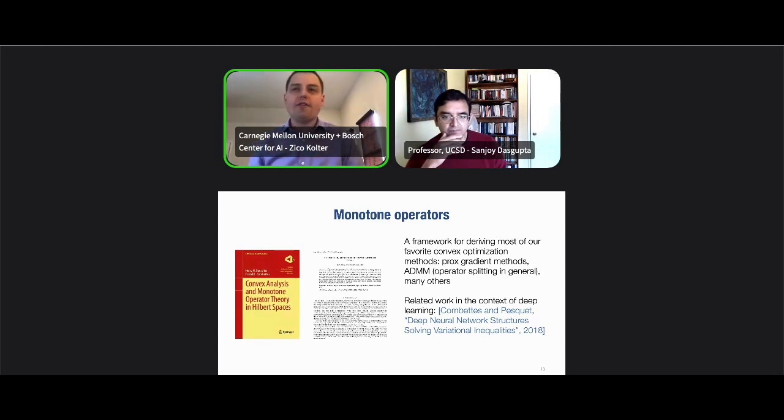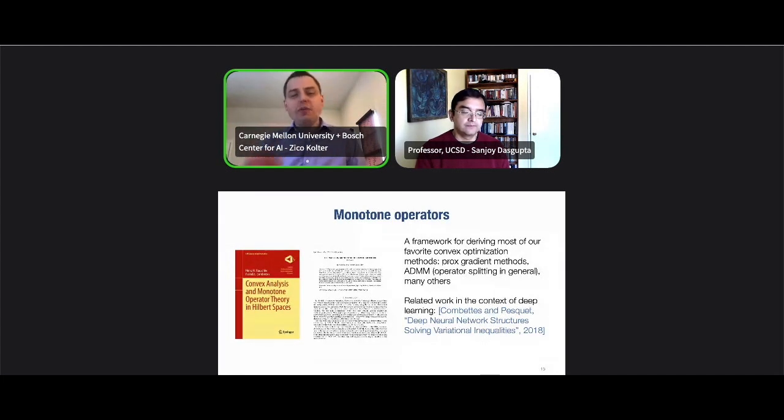You can use them to derive all our favorite convex optimization methods, so things like prox gradient methods, ADMM, or actually really any operator splitting method in general can be derived with monotone operator methods, and it really is a beautiful body of work. There's also, as I mentioned, related work in the context of deep learning. In fact, one of the authors of this tome has also worked a little bit on deep networks that have these connections to it, and we're very much inspired by this work to think about these connections here.